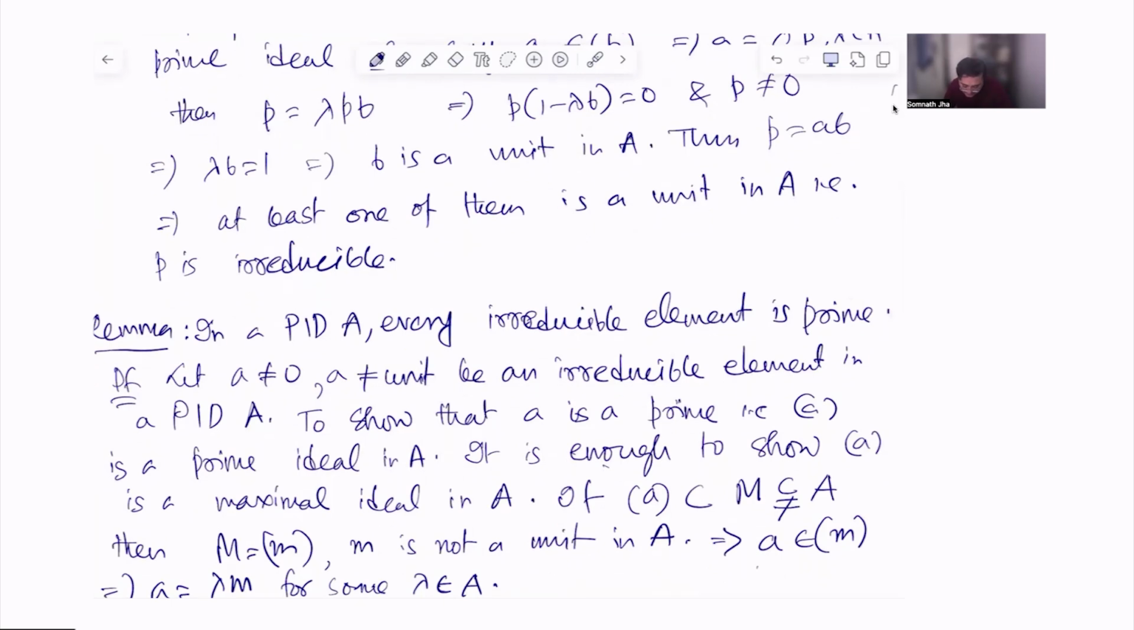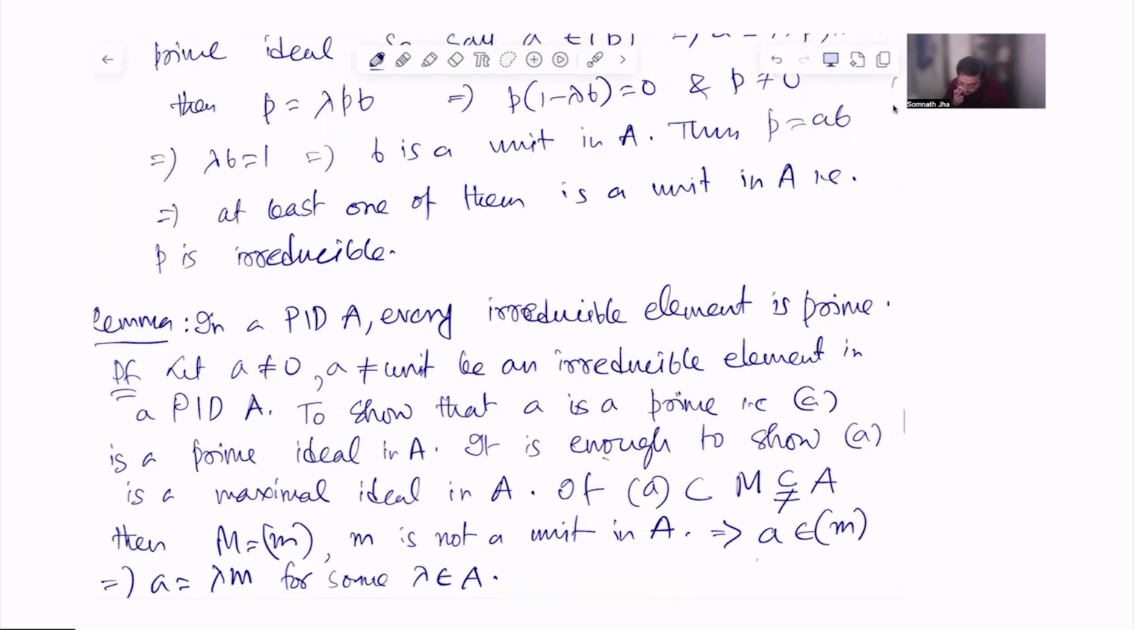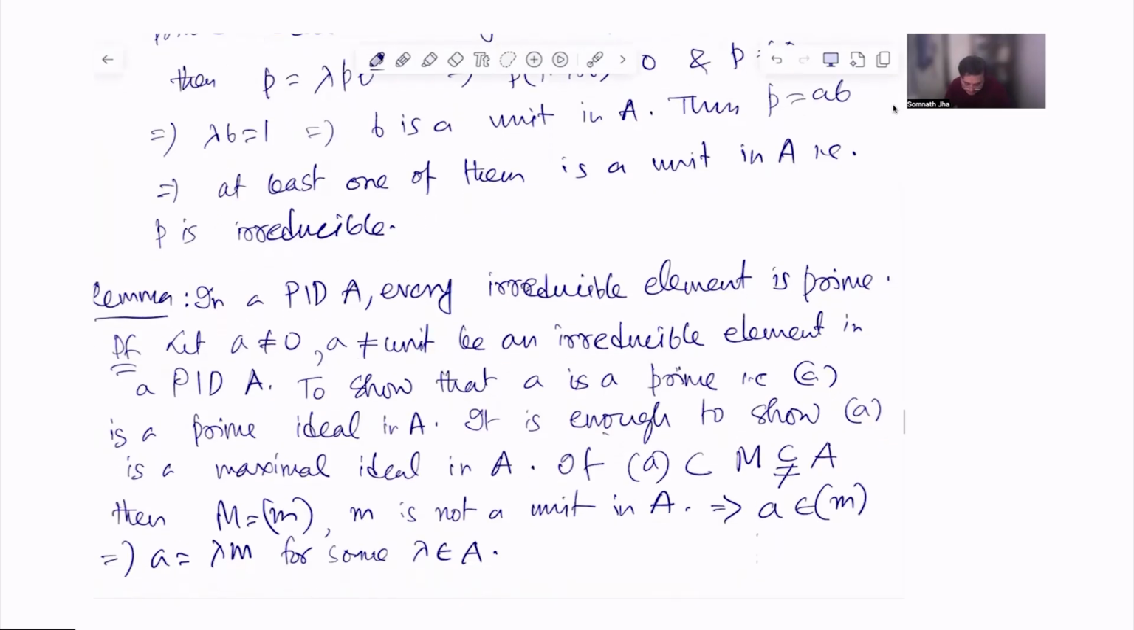Because it's a PID, every ideal is principal. So M is generated by a single element, small m. And small m is not a unit, because if small m is a unit, then M will become the whole ring, and we know that M is not equal to the whole ring. So m is not a unit. So A belongs to the ideal generated by m. So A can be written in the form lambda times m for some lambda in A, by definition.